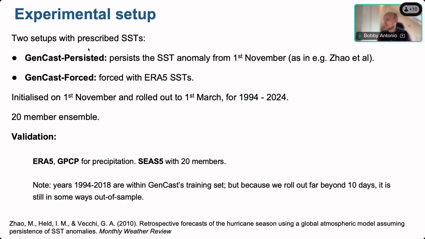And I think some of you probably know that some of these years are within the GenCast training set, but because it's been trained at very short timescales, and we're giving it something like persisted SST anomalies, from my point of view we still regard it as somewhat out of sample. So you wouldn't expect it to necessarily perform well at these long timescales.